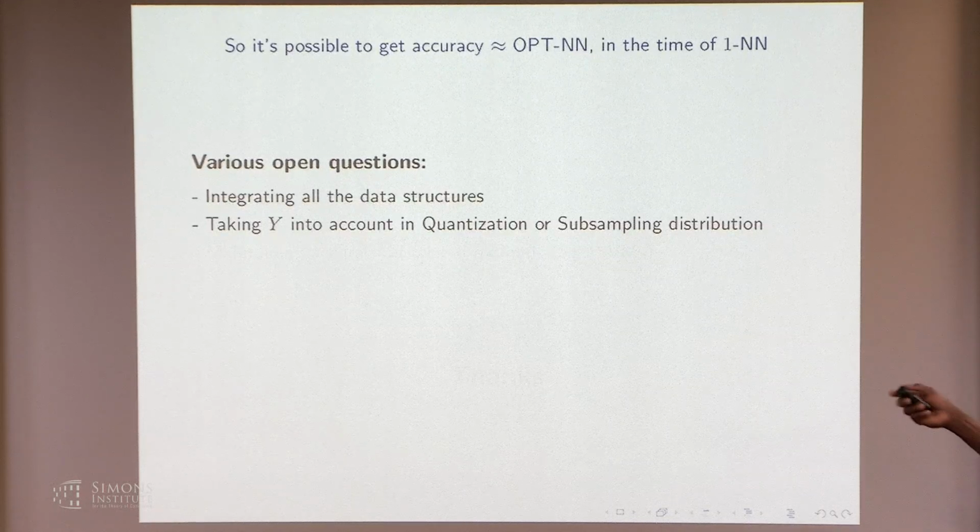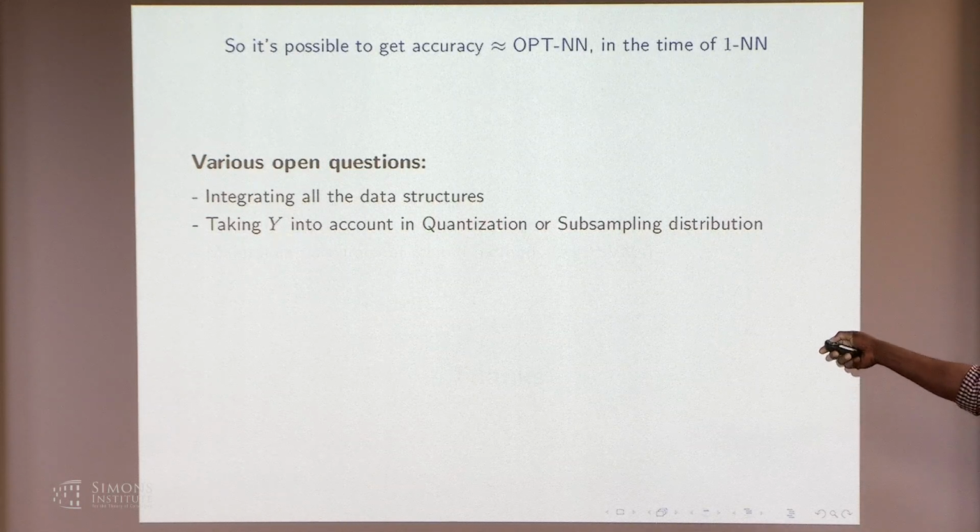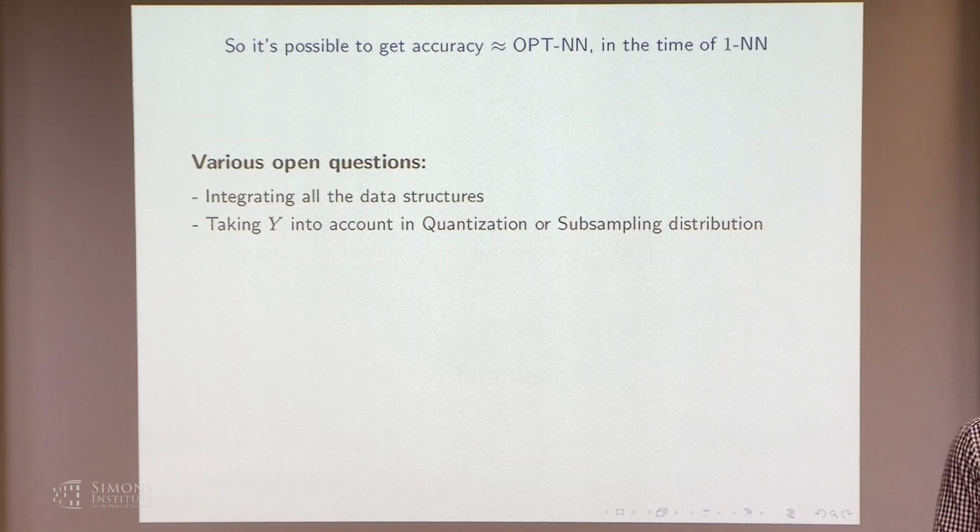Another point is that the quantization or the subsampling are not taking y into account. You can imagine that if there is some region where y does not change much, then maybe I don't need so many quantizers in that region. So maybe we can design a better quantization by taking y into account, or design a better subsampling distribution by taking y properly into account. Assuming that the Lipschitz constant is changing over different regions? Yeah, that's sort of what I'm assuming, which is often the case, and you might be able to detect it in data by taking y into account.